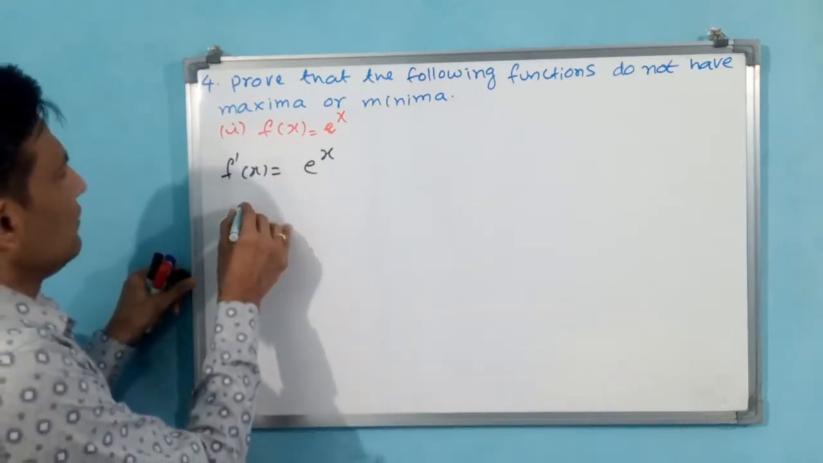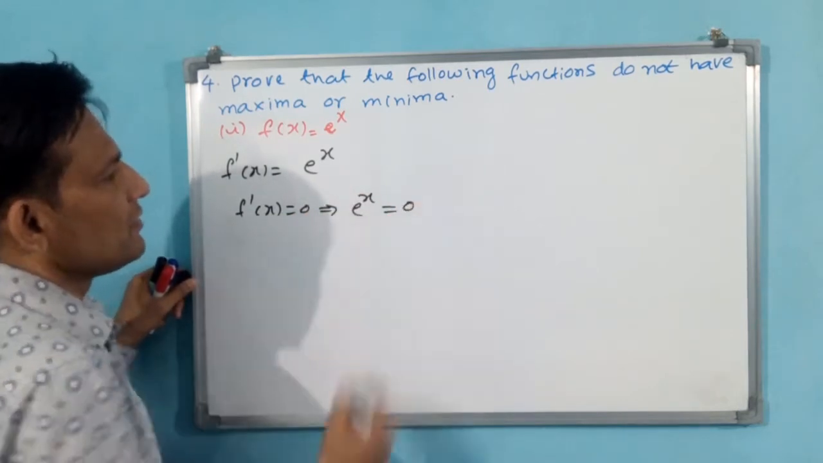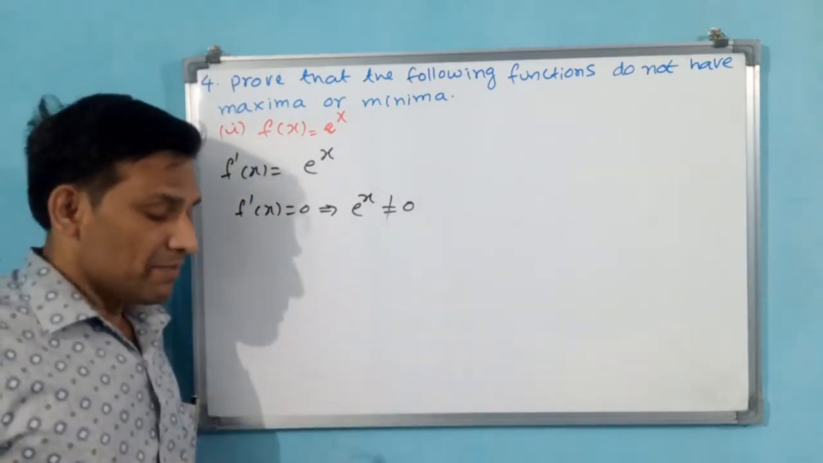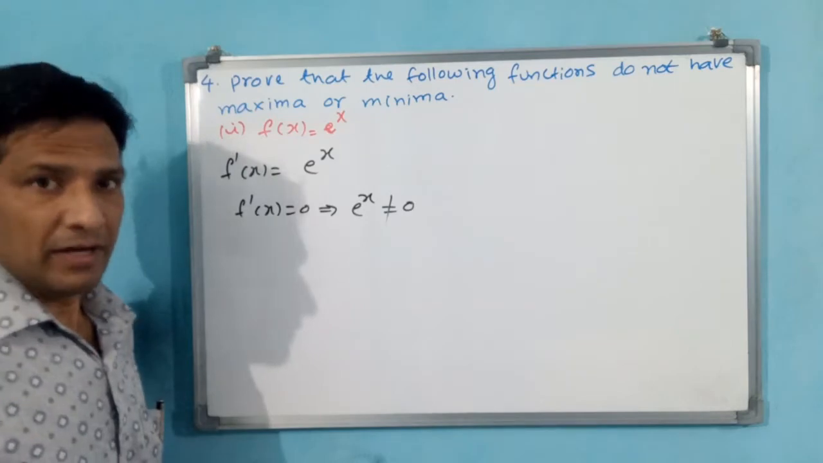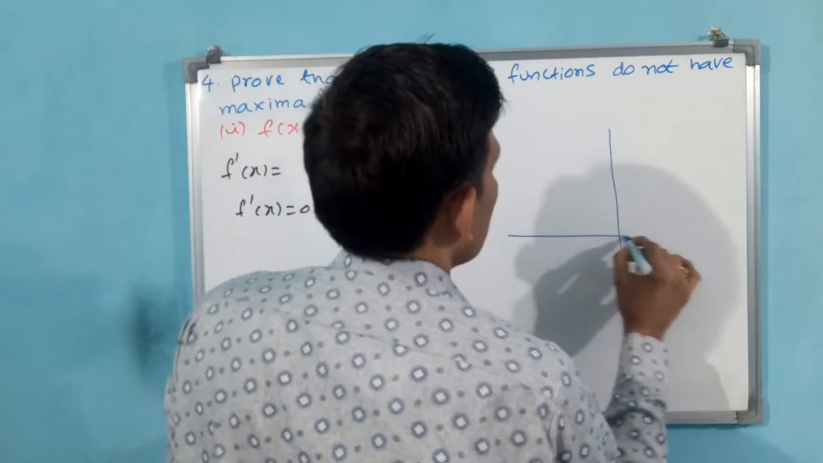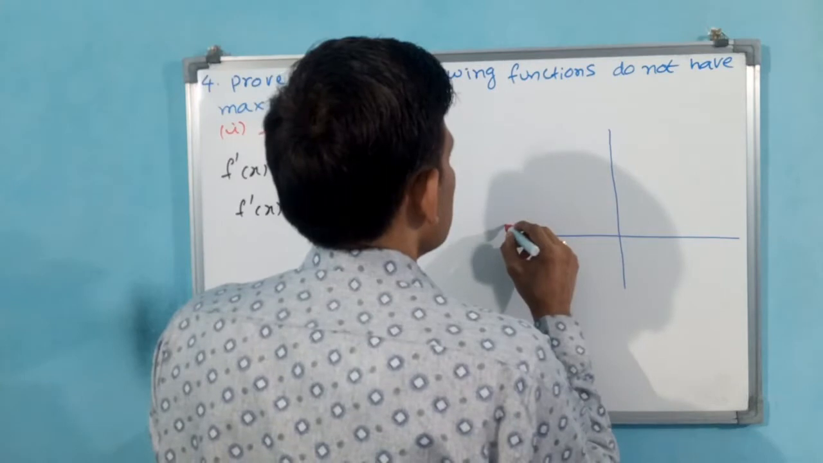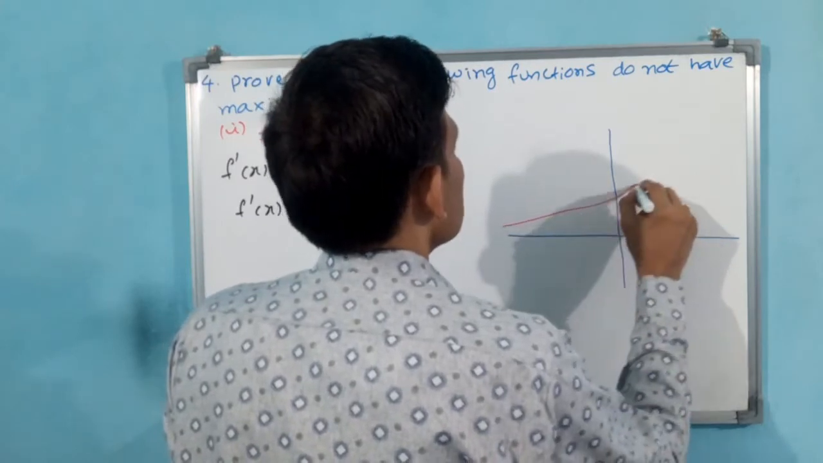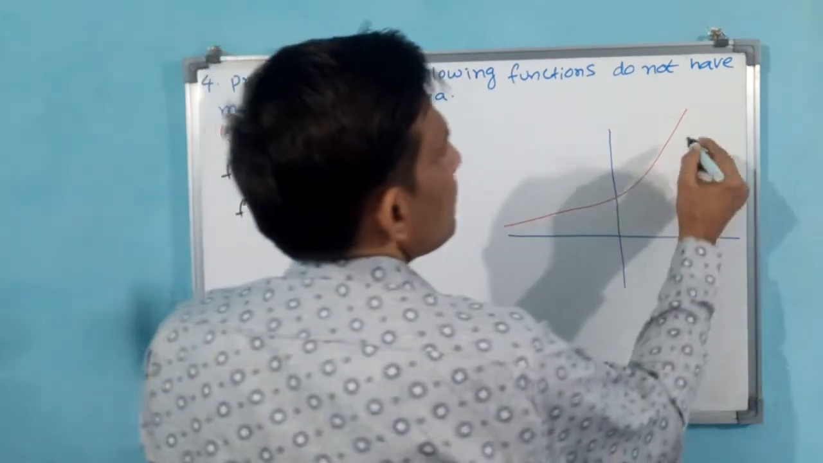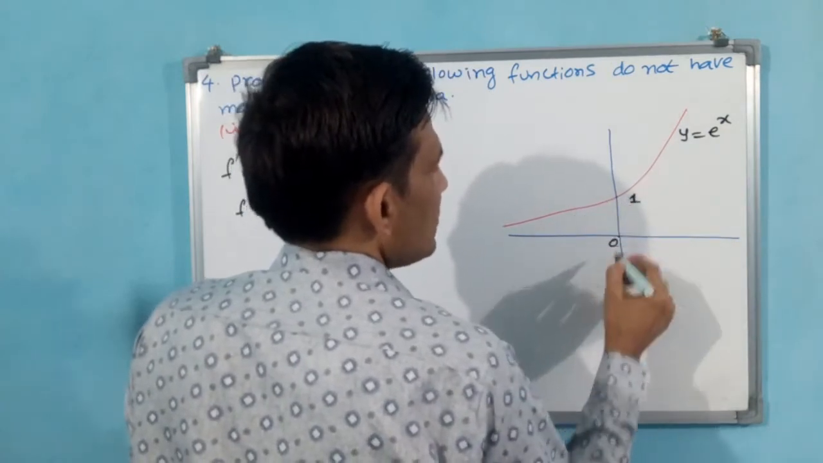to 0. f dash x is equal to 0 implies e power x is equal to 0. But is e power x ever equal to 0? It can never be equal to 0. Keep that in your mind. Here I am drawing the graph. This is the graph of y is equal to e power x. This is 1 and this is 0.